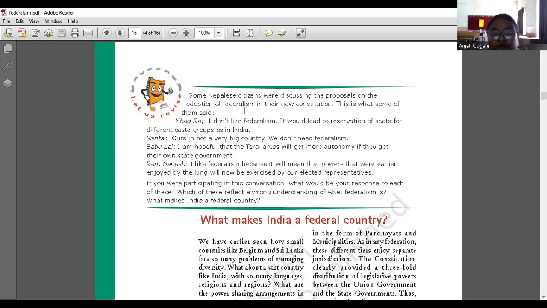Okay. First person says, when they hear about Nepal becoming a federal country, Khagraj says, I don't like federalism. It would lead to reservation of seats for different caste groups as in India. Now, children, to answer this question, this statement is not correct. This is not a clear definition of federalism. It shows lack of understanding of federalism, because federalism doesn't mean that reservation is required.